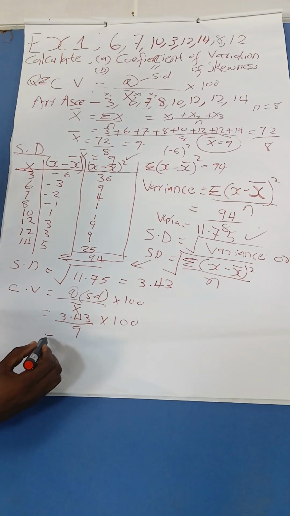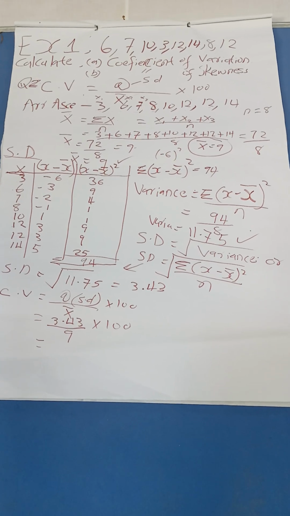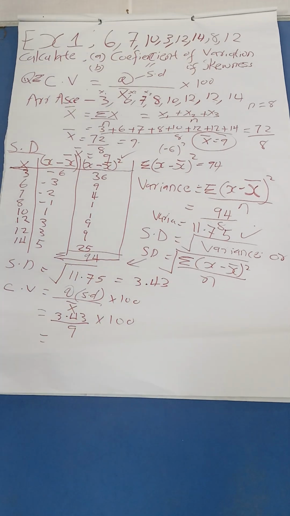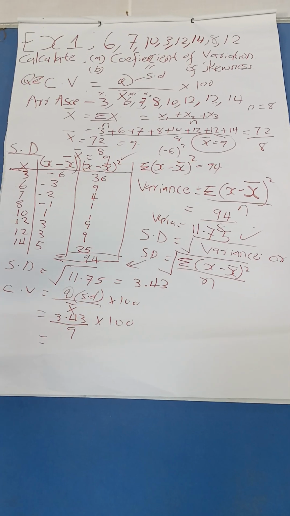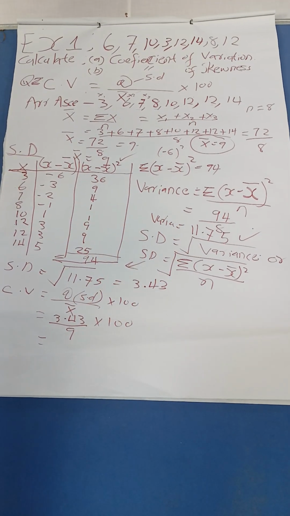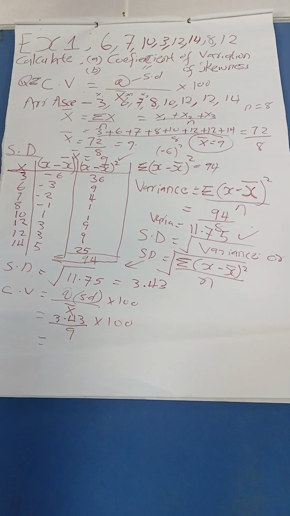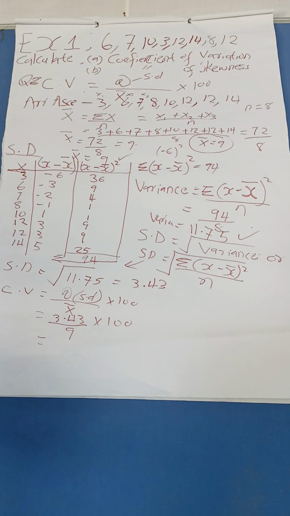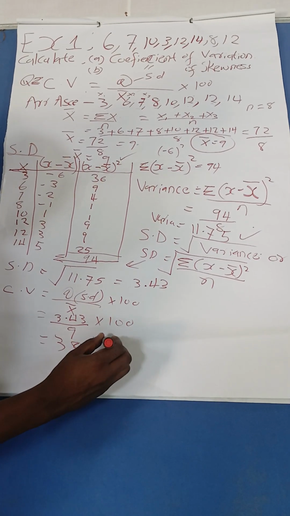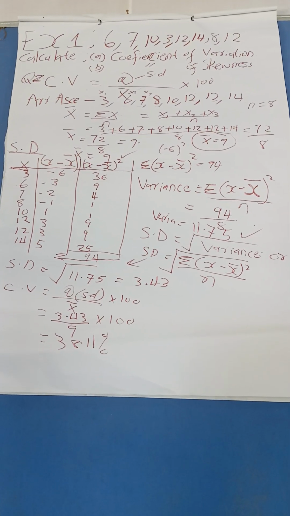Now you can do that using your calculator. It will be 3.43, you divide by 9, multiply by 100, and I'll have 38.11%. Good. So that is the coefficient of variation.